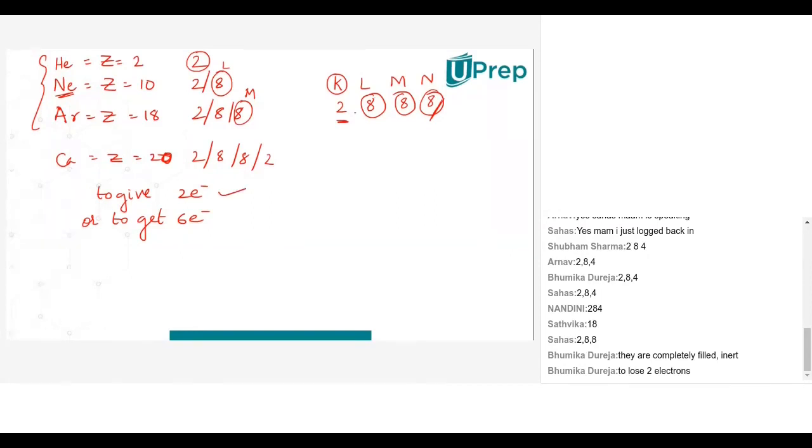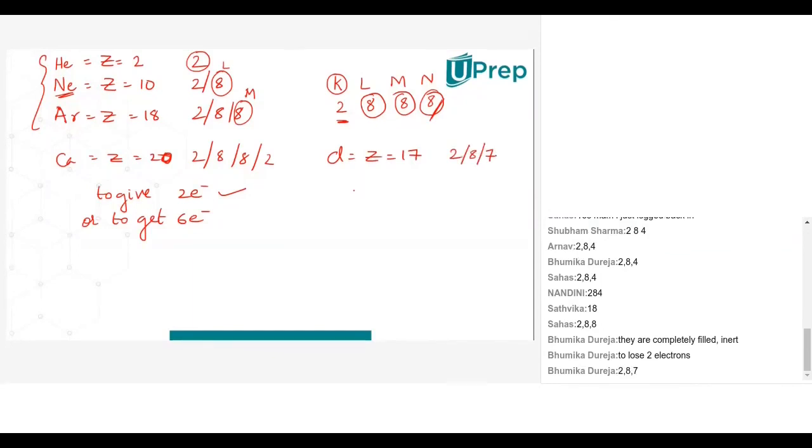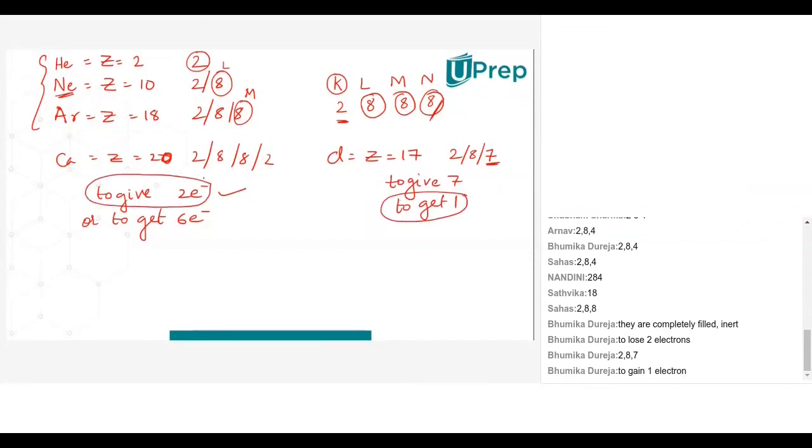Now for chlorine, okay? Chlorine's atomic number is 17. What is the electronic configuration? 2, 8, 7. Very good. Now, is it easier for me to give 7 or to get 1? It is easier to get 1 electron. Very good. It is easier for me to get 1 electron, and in the earlier case, it was easier for me to give 2 electrons. Okay. So now we have understood this.